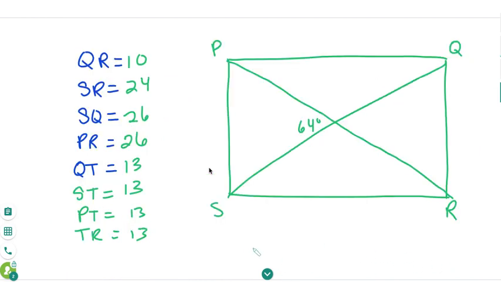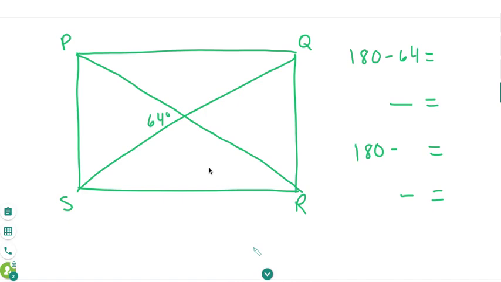Now let's look at the angles of a rectangle. If we have the first angle, 64, we know that our diagonals bisect each other. So that means that this side is congruent to this side, but this side is also congruent to this side because remember that the diagonals are congruent. Okay, so that gives us 4 isosceles triangles. With an isosceles triangle, we know that the base angles are going to be equal. So let's take the 64.